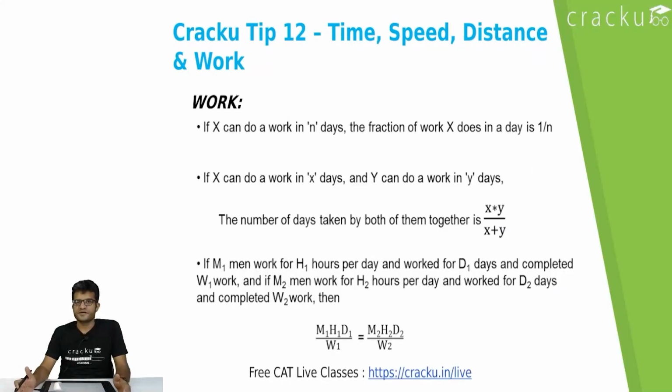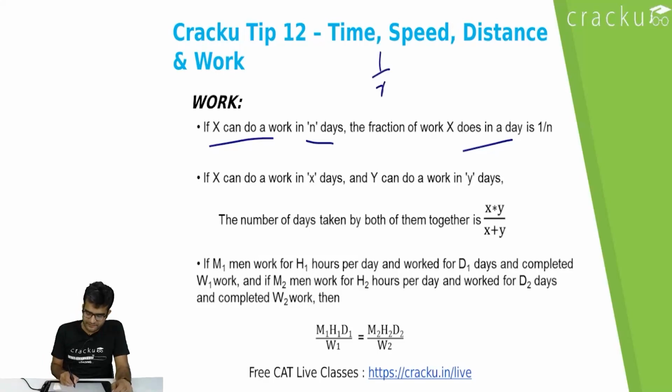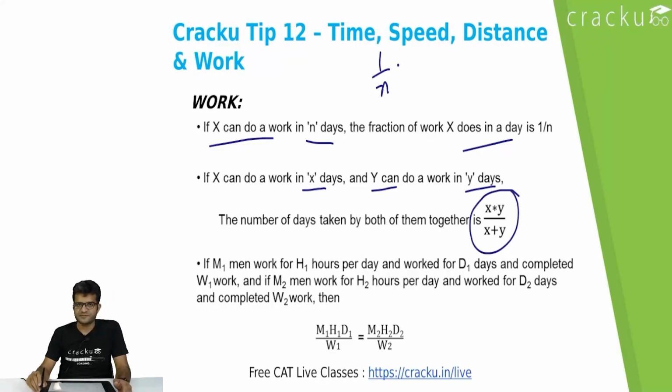This involves work. This says that if X can do a piece of work in n days, then in one day, the fraction of work that X is doing is 1 by n. Similarly, if X can do a work in X days and Y can do a work in Y days, if both of them are working together, the number of days that they take to finish the job will be X into Y divided by X plus Y.